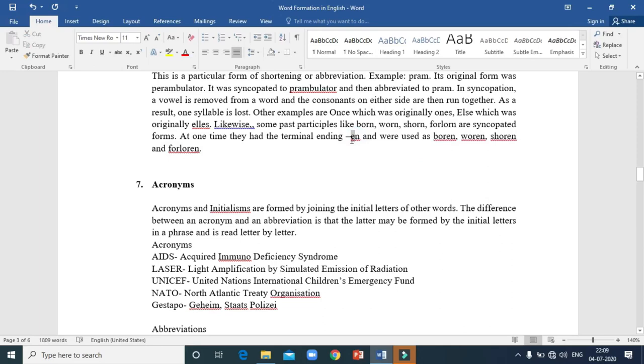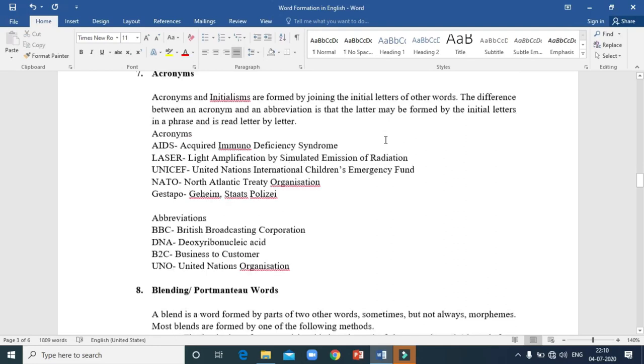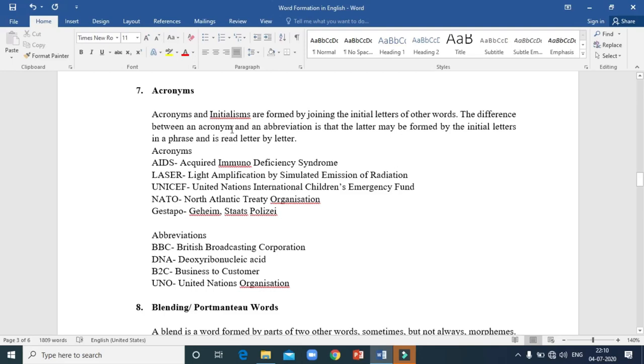Okay, let's look at the seventh procedure. This is called acronyms. Acronyms, we all know what it is. Acronyms are also called initialisms. So acronyms are usually formed by joining the initial letters of words. Here I would like to point out the difference between an acronym and an abbreviation.